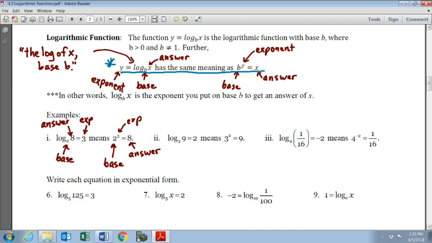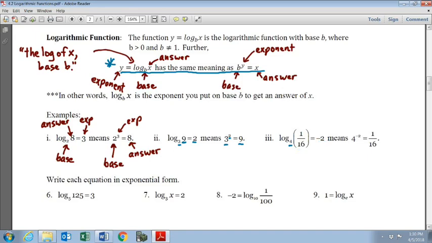All right, we can look at the same thing with the other examples here. Notice again, 3 is our base. Over here, 3 is the base. 2 is the exponent. Over here, the exponent's the one that's all by itself. In exponential form, the 9 is the answer, and that goes right here in logarithmic form. And same thing with the last example. We have a base of 4, an exponent of -2, and the answer of 1/16.